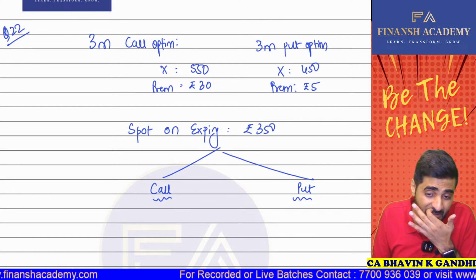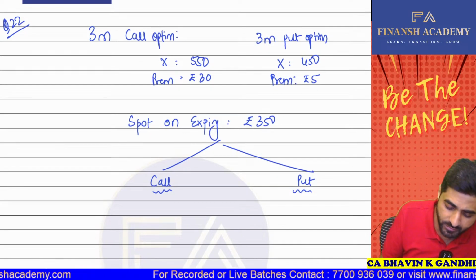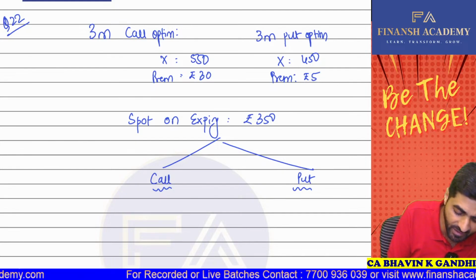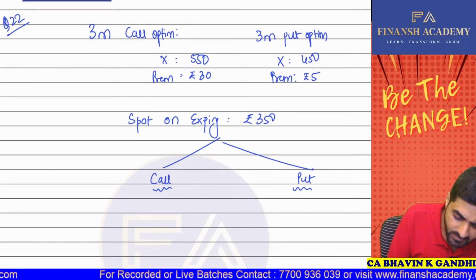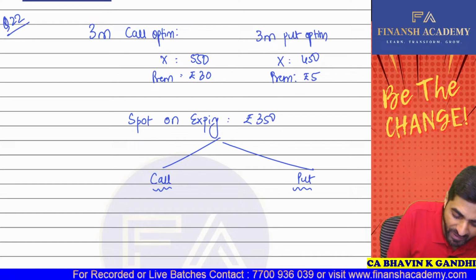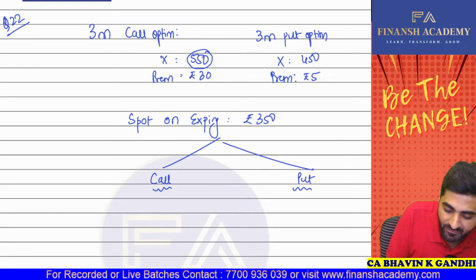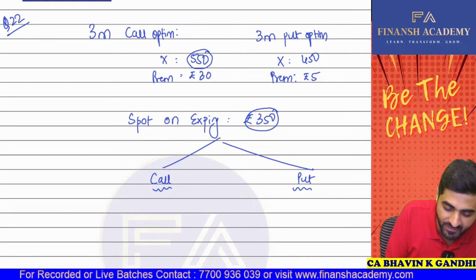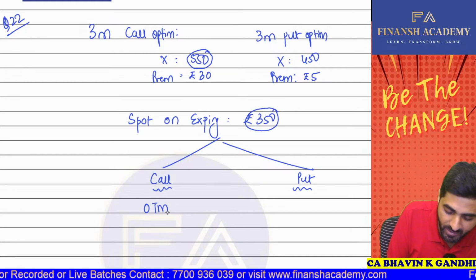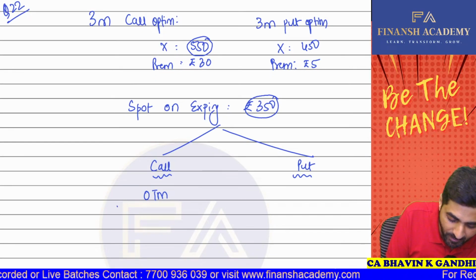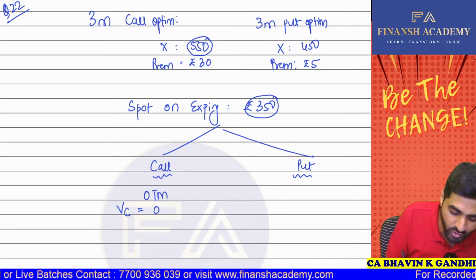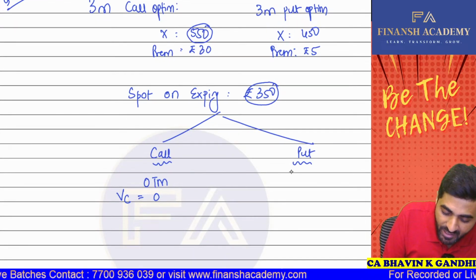In your call option, my dear students, as you all know, we have a strike price of 550. So we have a right to buy it at 550, but the spot on expiry is 350. Automatically, this becomes out of the money. And when it becomes out of the money, can I say the value of the call option is going to be 0?